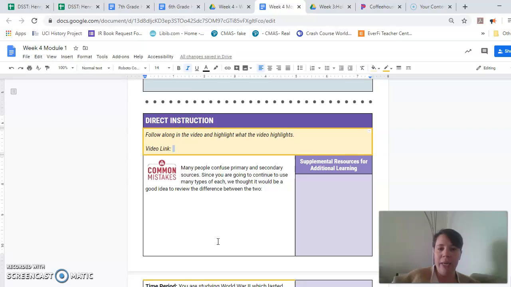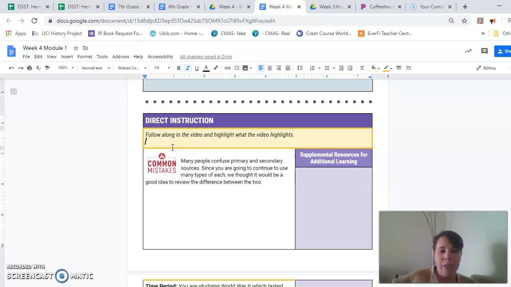So just making sure we see some common mistakes. Many people still are confusing, not just you guys, but across the network, are confusing primary and secondary sources we see in work. Since you're going to continue to use these for a long time, we thought it would be a good idea to review the two.